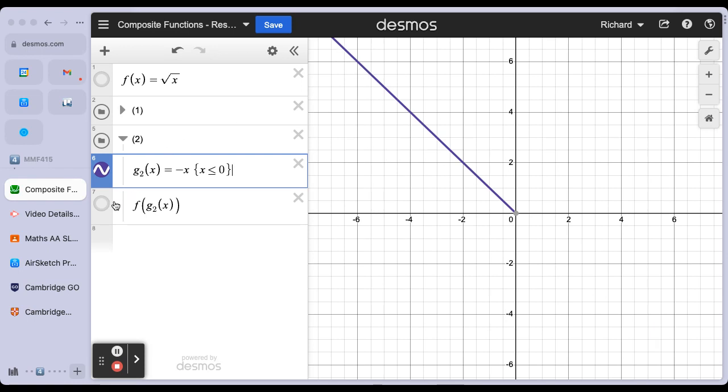So that when I now do the composite function, it's only going to be inputting positive values. All of these will be positive. And so when I do this, it exists. And that's what the composite function will look like. It's clearly just a reflection of the original graph, because we restricted g of x to being less than or equal to 0.